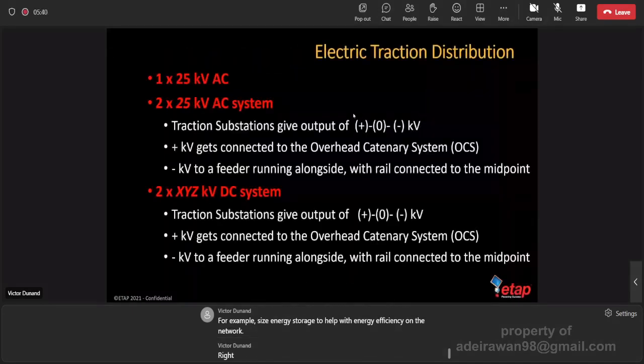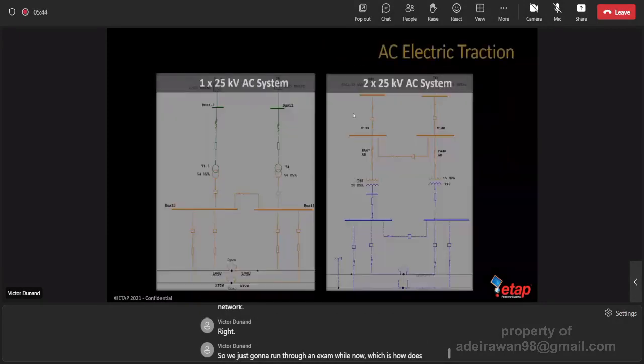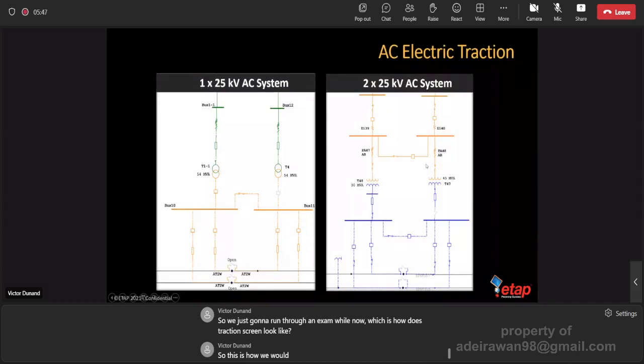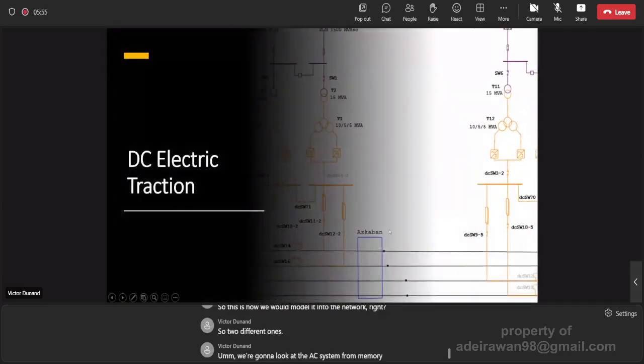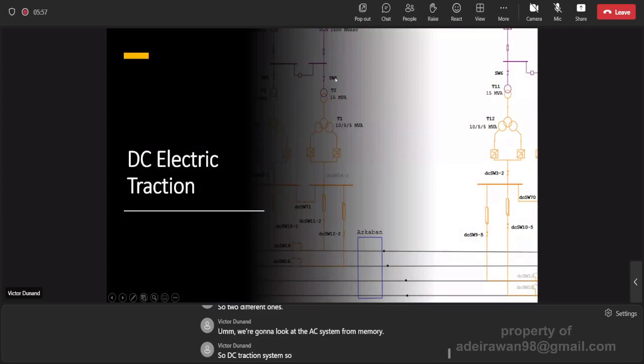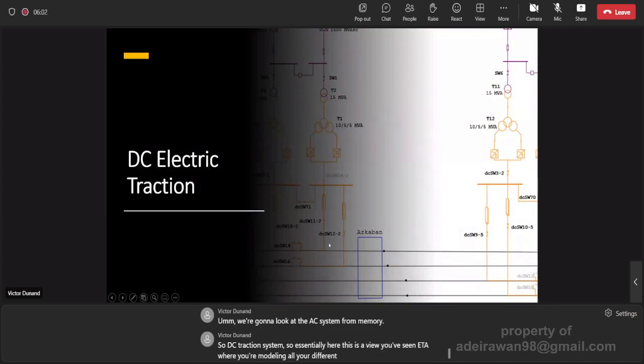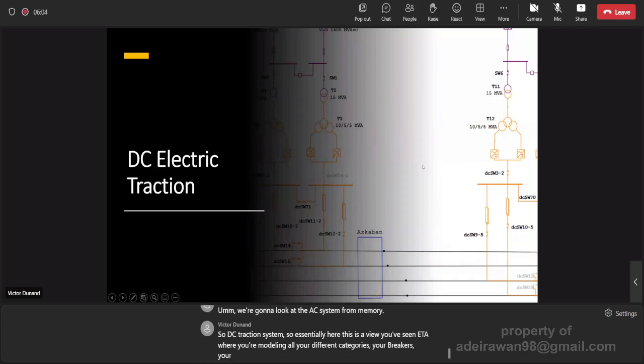All right, so we're just going to run through an example now, which is how does traction distribution look like? So this is how we would model it into the network, right? So 2 different ones. And we're going to look at the AC system from memory, and the DC traction system. So essentially here, this is a view you'd see in ETAP, where you're modeling all your different catenaries, your breakers, your rectifiers, and your transformers.